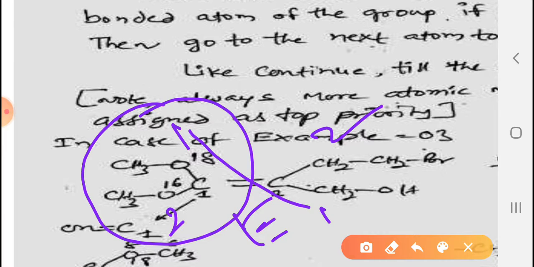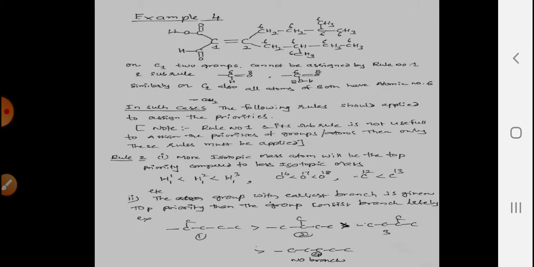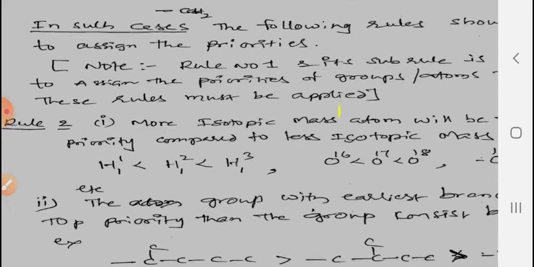Whatever the new rule I gave: when rule number 1 and subrule, that is directly bonded atomic number, and atomic number next to it till the end of the group on going, are not applicable, then only we have to follow the rules such as I have given now. Out of that, more isotopic mass will be given top priority, less isotopic mass will be given lower priority.